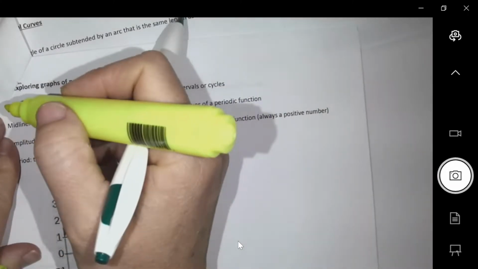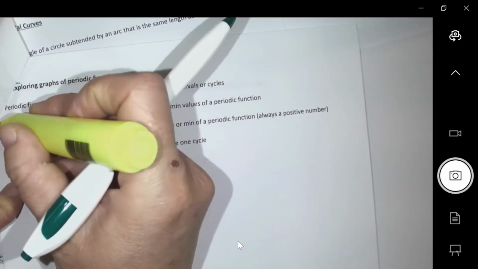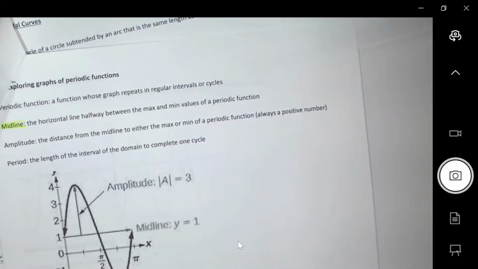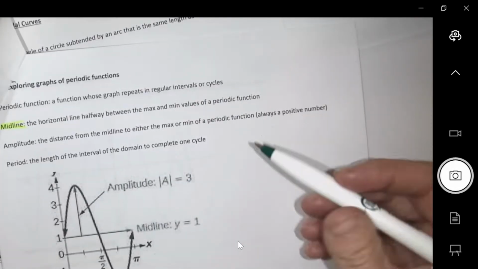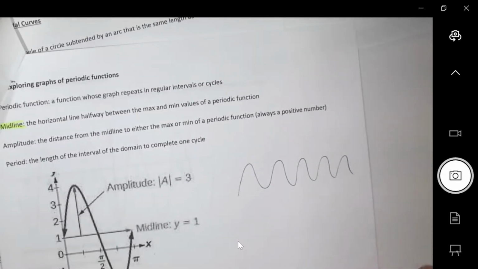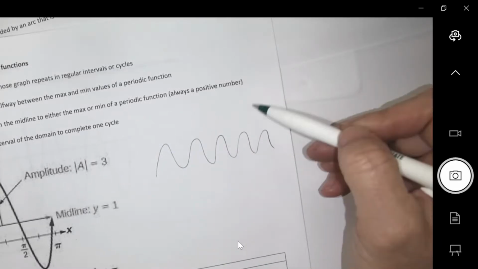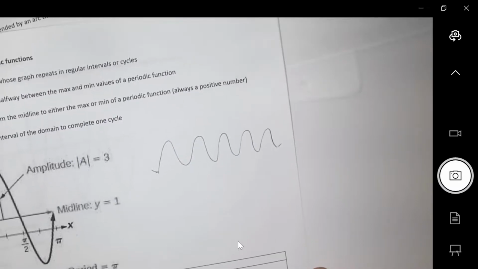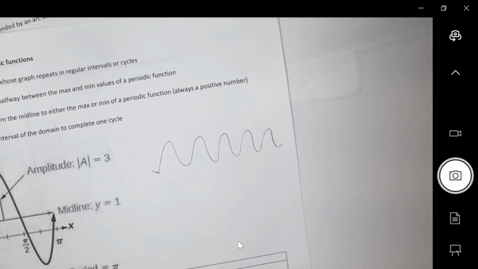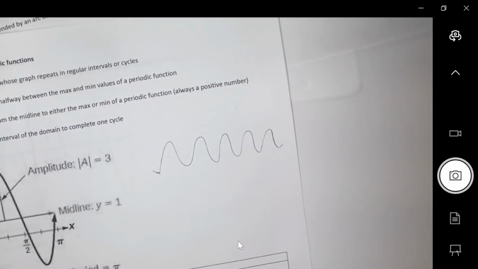So the first word is the midline. Okay, so first of all, when we do a sine graph, it's going to go up, down, up, down, up, down, up, down, like that forever. Okay, but it does the same thing over and over again. That's what a sine, cosine curve, sinusoidal, they all look like this. They keep going through a cycle.